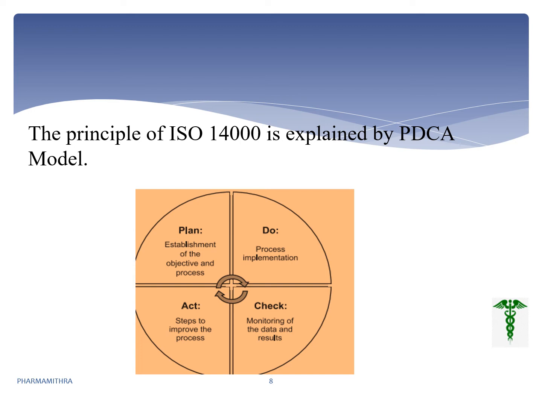In short, we can explain the ISO 14000 by using the PDCA model. So what do you mean by PDCA model? So it is the plan, do, check and act. Plan means we are establishing or thinking the objective and process. Then we are trying to implement it and we are checking, that is we are checking the data and result, and finally using this concept we are trying to improve our process. So in short we are calling it PDCA: plan, do, check and finally we are trying to act.